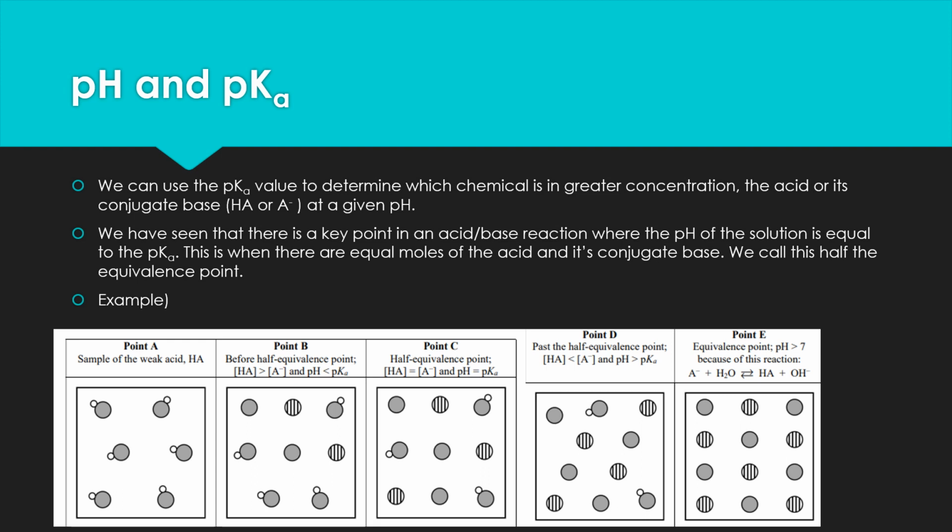Okay, so let's start with pH and pKa. We can use the pKa value, which remember is just the negative log of our Ka, to determine which chemical is in greater concentration, the acid or its conjugate base, at a given pH. So we've seen that there is a key point in an acid-base reaction or a titration, where the pH of the solution is equal to the pKa. This is when there are equal moles of acid and its conjugate base. We call this the half equivalence point.